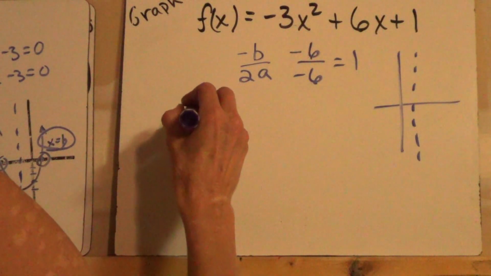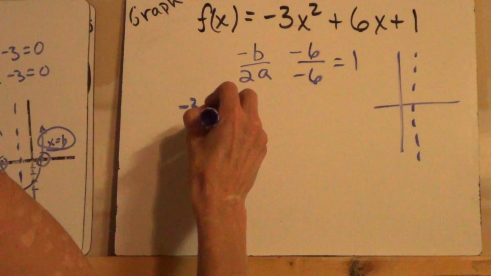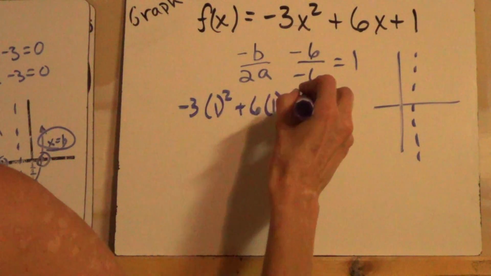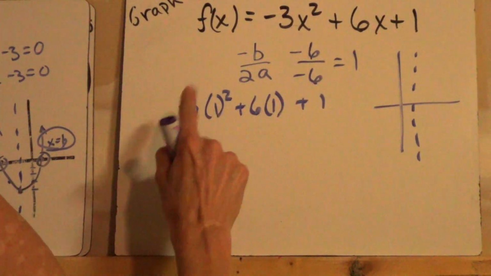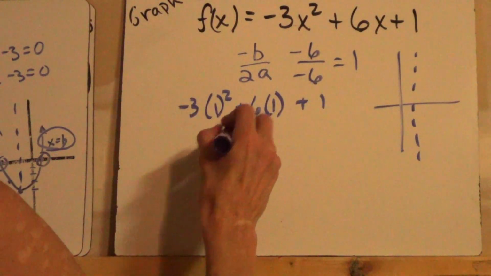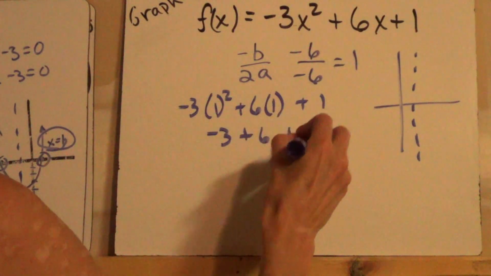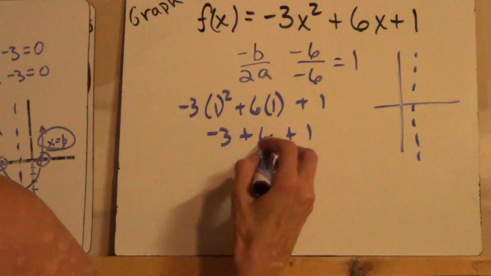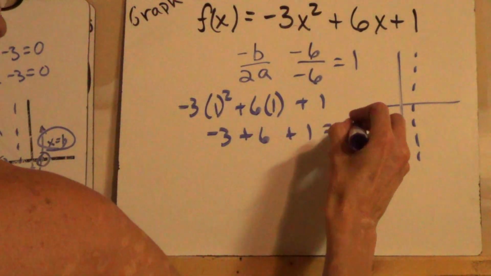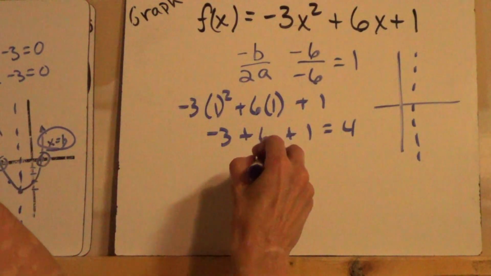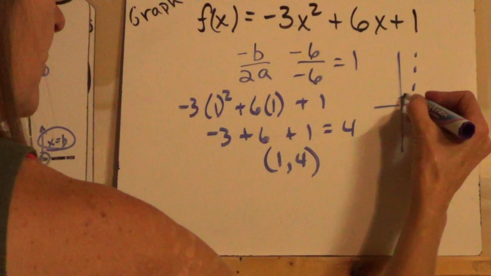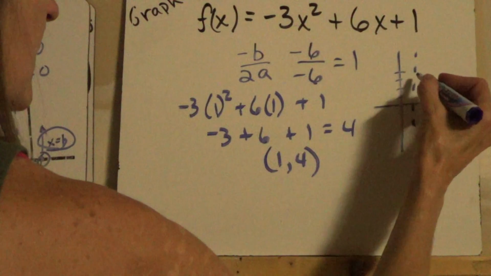Find the vertex, plug in 1, so it's negative 3 times 1 squared, plus 6 times 1, plus 1. 1 squared is 1, times negative 3 is negative 3 plus 6 plus 1. Negative 3 plus 6 is positive 3 plus 1 is positive 4. So my vertex is at 1, 4. So we go up 1, 2, 3, 4.